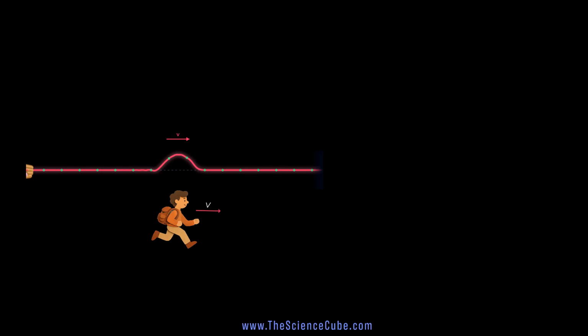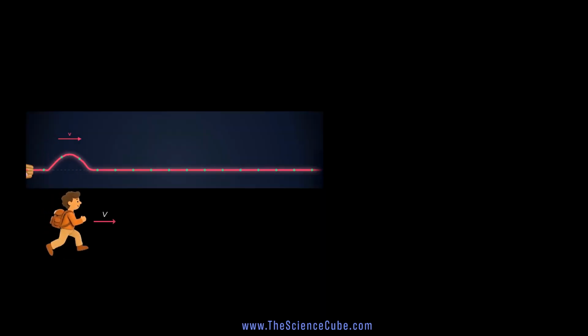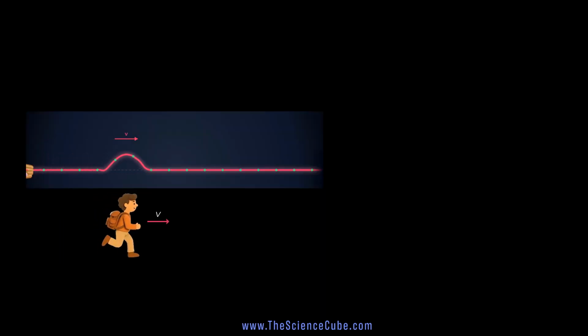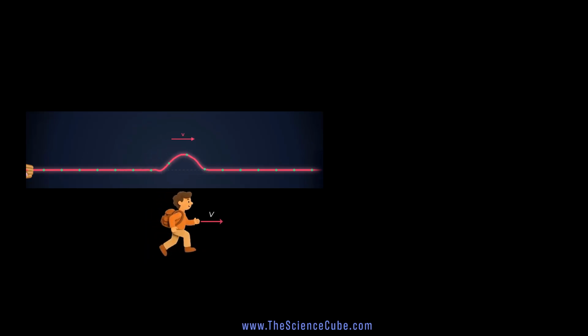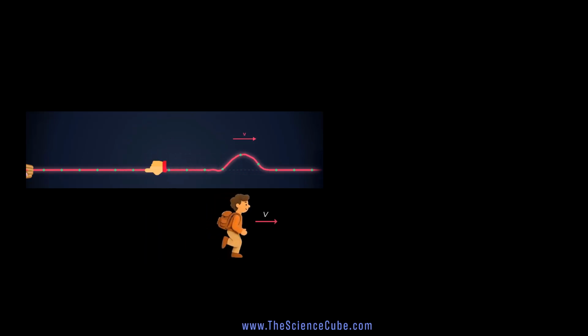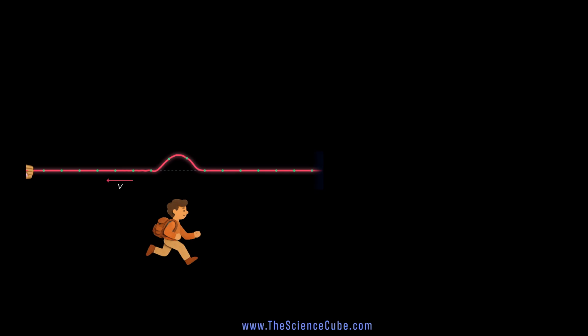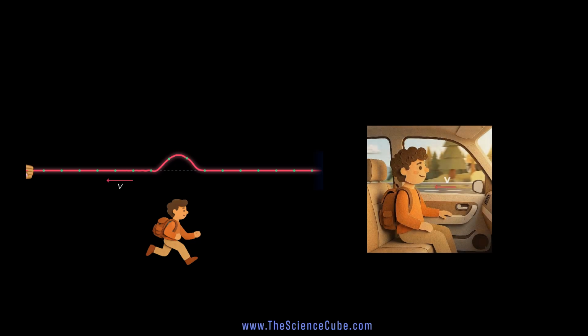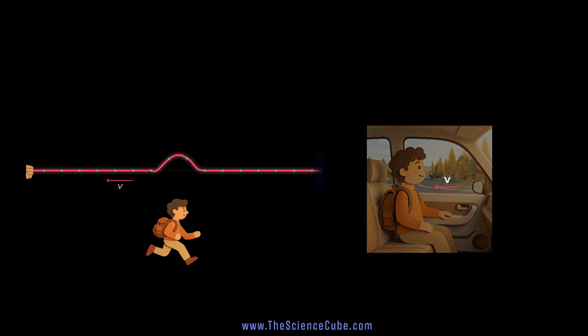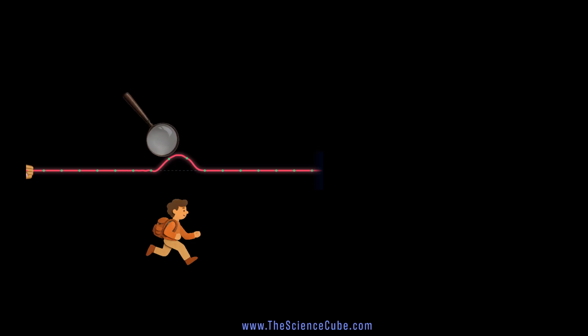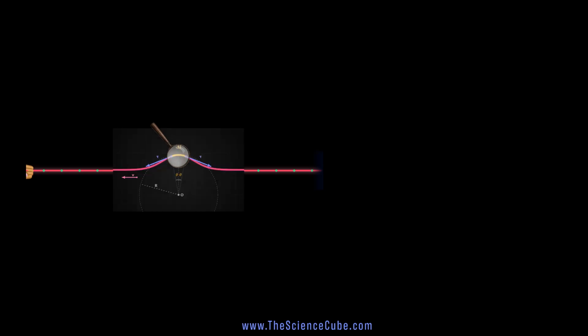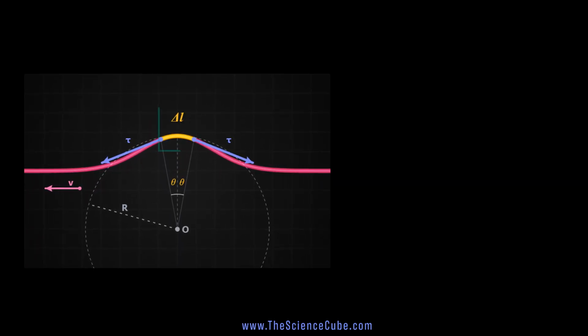While the pulse looks still to you, the string itself is now rushing past you. Because you are moving forward at speed v, the string appears to be sliding backward at that same speed v. It's exactly like looking out of the window of a fast moving car. The road isn't moving relative to the ground, but relative to you, it's sprinting backward.